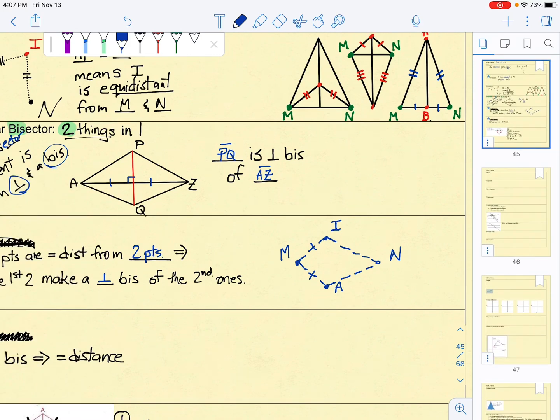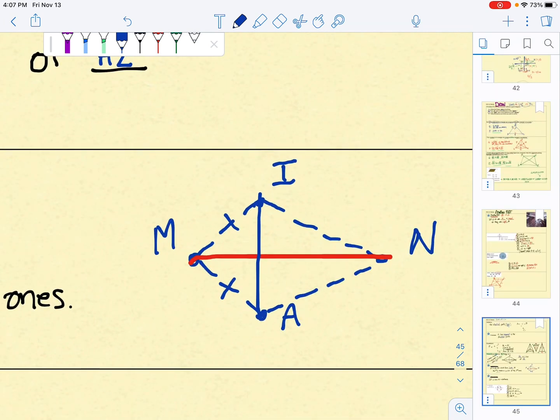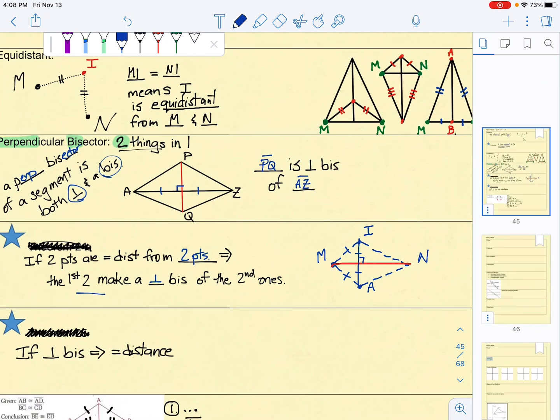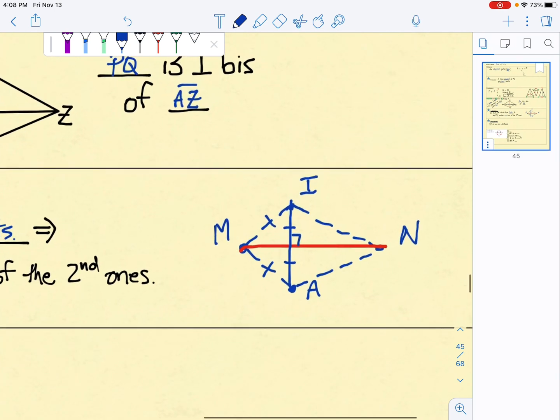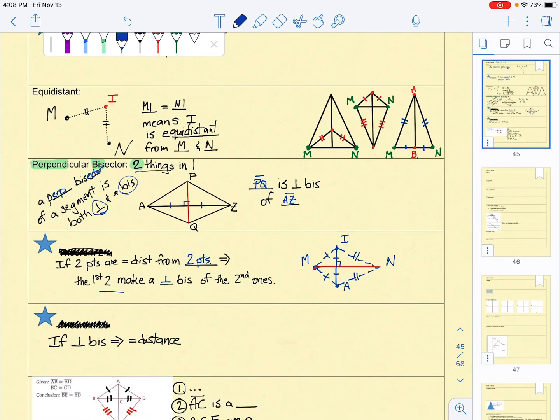Then we know that the first two, so let's draw a line between the first two, make a perpendicular bisector of the second two. So the red one cuts this one in half. Be careful, MN is not cut in half. M and N are equal distant, and I should have marked that equal distance.